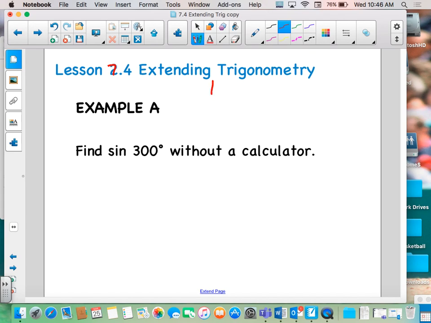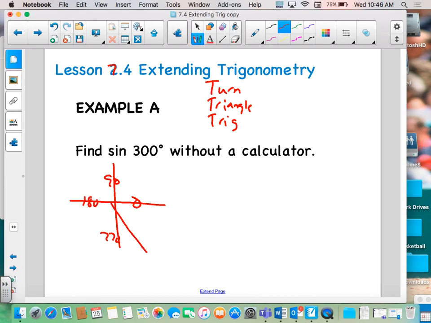So over the years, I've had many brilliant students, and they have helped me develop some shortcuts. And one person came up with triple T a few years ago. We're going to draw the turn, make the triangle, and do the trig. All right, 300-degree turn, 0, 90, 180, 270. I'm going to be out here in the fourth quadrant. All right, this reference angle is going to be, here's my 90, this is going to be 60 degrees.